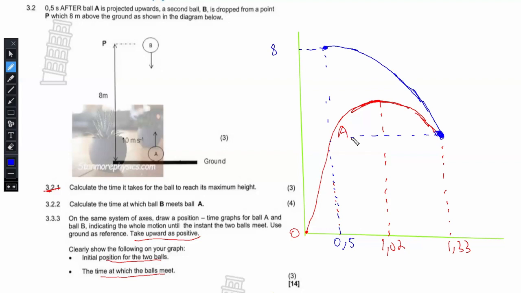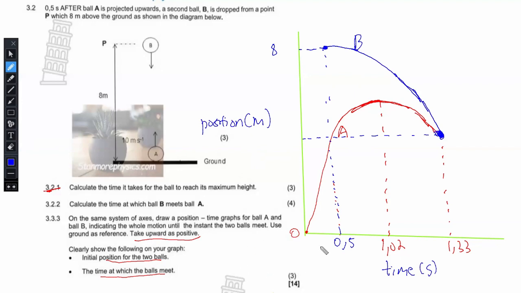We were not told to calculate the height at which they met, so we'll just leave it like that. And then that's it. Let's indicate this is ball B. So that's how your position time graph was supposed to look. This is time in seconds, and this is position in meters. Okay, so something like that. And that's how you were supposed to go about answering this question for a total of 14 marks.